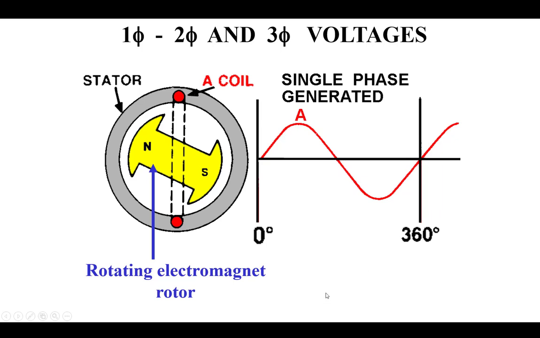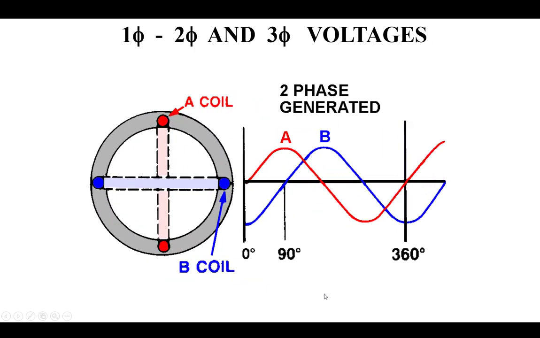In a two-phase system, which is pretty rare to see, you're going to have an additional coil, A coil and B coil. So A coil produces one waveform and the B coil's making another one that's 90 degrees apart because it's physically, mechanically situated 90 degrees apart from the A coil. And so electrically, the waveforms are 90 degrees apart.